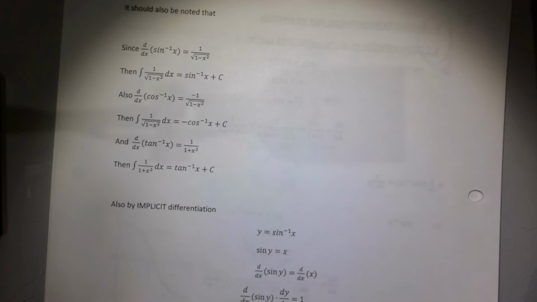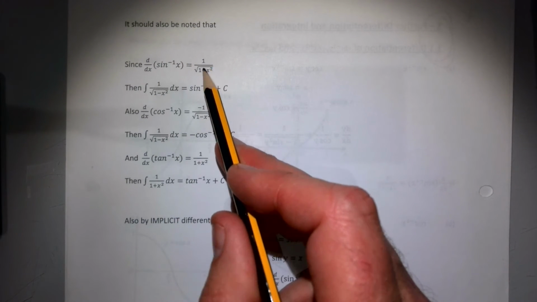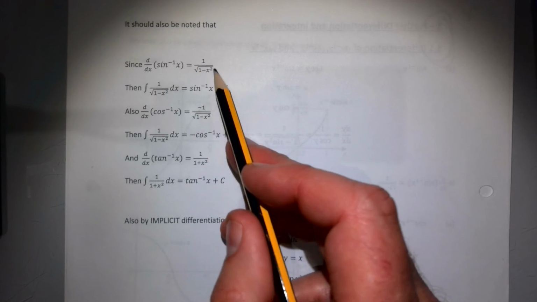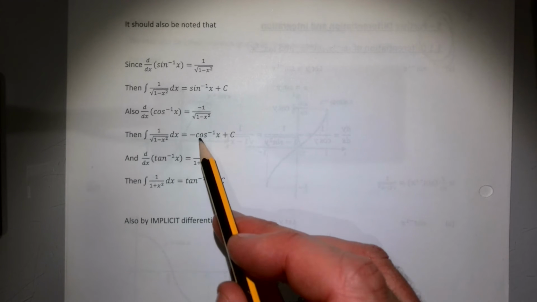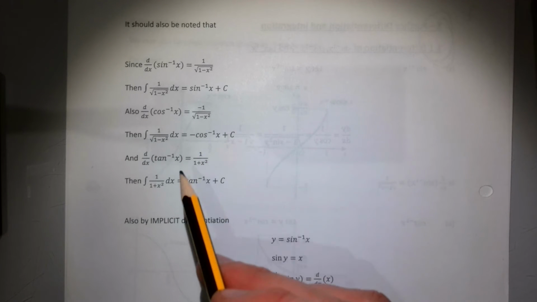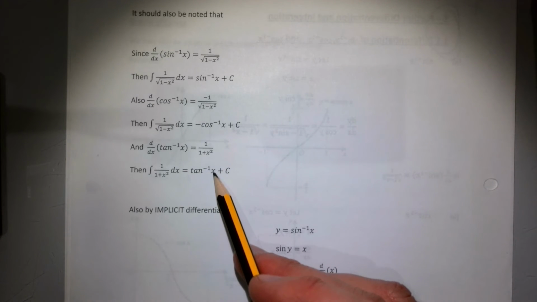If we look over the page, it should also be noted that if you differentiate sine to minus 1, we'll just work it out, 1 over the square root of 1 minus x squared. That means if you integrate this, you get sine to the minus 1. For cos, if you integrate this, it's minus cos to minus 1 x, and then integrating 1 over 1 plus x squared dx gives me tan to the minus 1 of x.